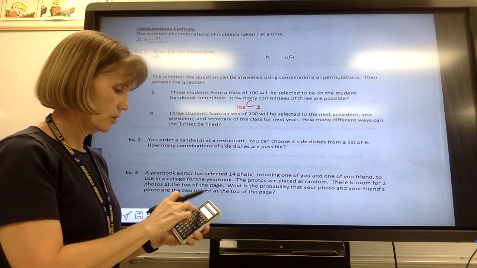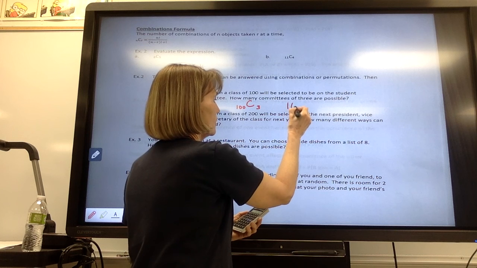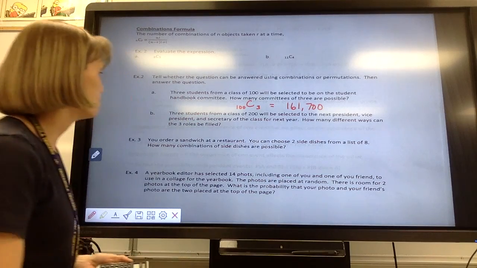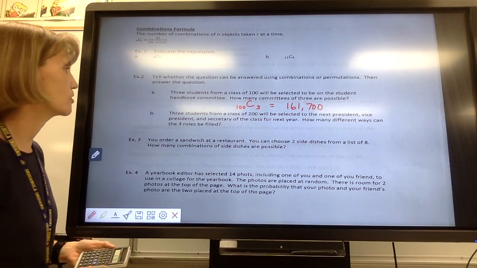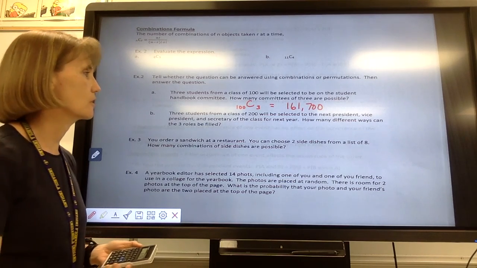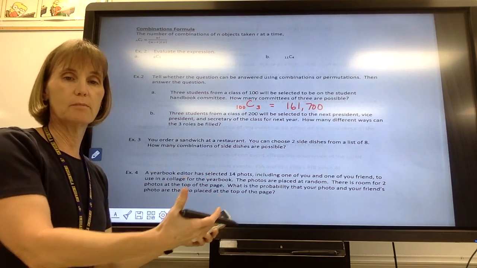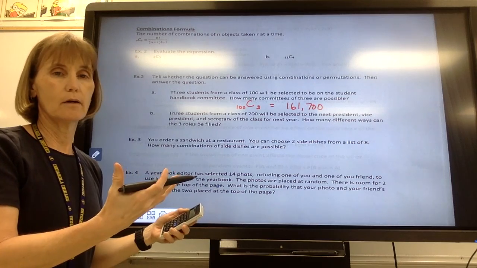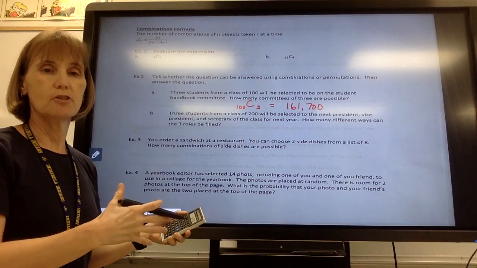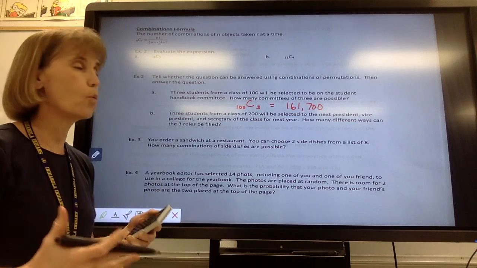So I do 100, shift, combination 3. I get 161,700 possibilities. Okay, part B, it says 3 students from a class of 200 will be selected to be president, vice president, and secretary for the class next year. How many different ways can these roles be filled? Now this is different. If you were selected to be president, that's one order that can be established, but the same student could be selected as the secretary. That's a different order. So order matters.